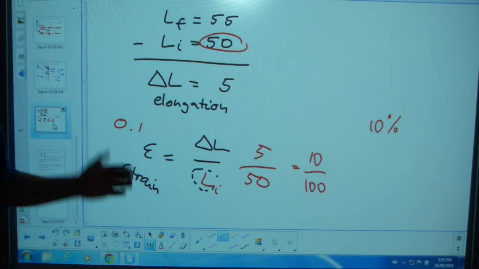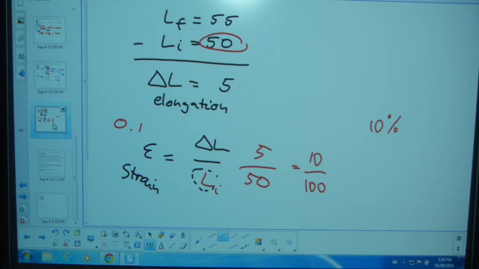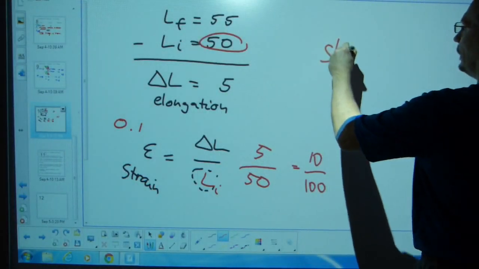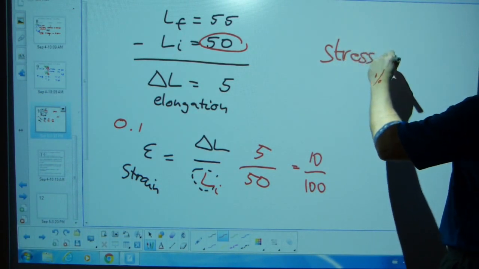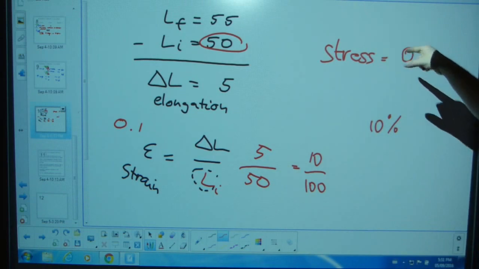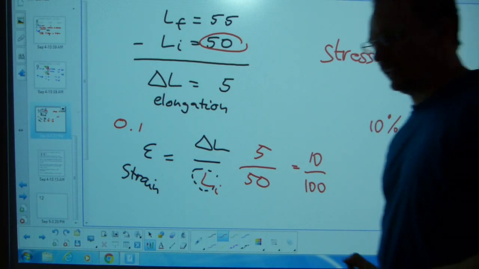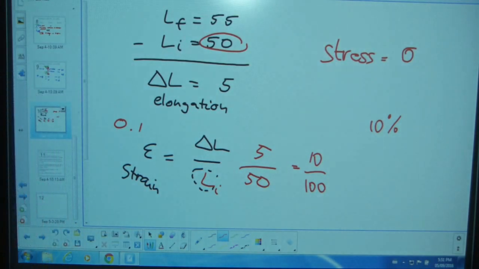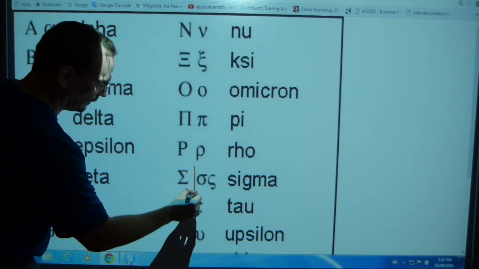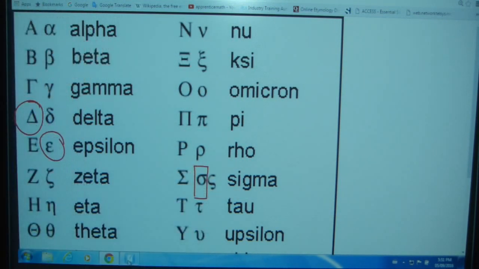What drives strain is stress. Okay, and stress also has a Greek letter. Where do I write it? I'm going to write it over here. Stress has a Greek letter, and it looks like this. It looks like an O with a little horizontal line above it. It doesn't have a baseball cap. That's how the letter looks, and that's the Greek letter sigma, lowercase sigma, that one there.